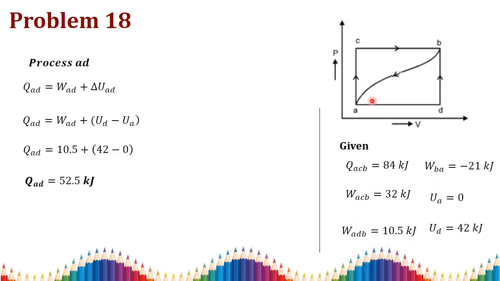Then consider a process A to D. You substitute the first law of thermodynamics here. Q is equal to W plus delta U. That is Q of AD is equal to W of AD plus UD minus UA here. UA and UD values are given. Substitute all the values. You will get Q of AD as 52.5 kilojoule.